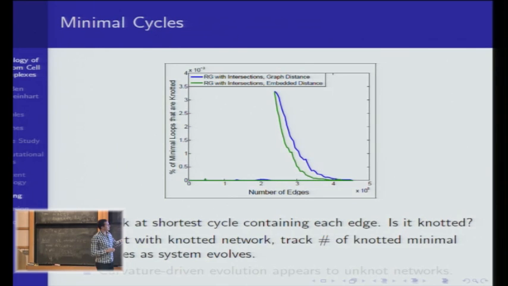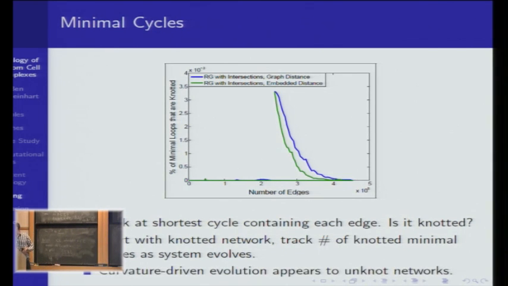You mean lengths? What do you mean? Look at the shortest curve and... Yes. I'll get to that, and I'll get to something related to where you're headed in a second. You ask if it's a knot with itself. There are different ways of defining the shortest cycle. You can define it in the graph distance, which is the blue, or the embedded distance, which is the green. And in both cases, the number of knots in these shortest cycles decreases very fast.